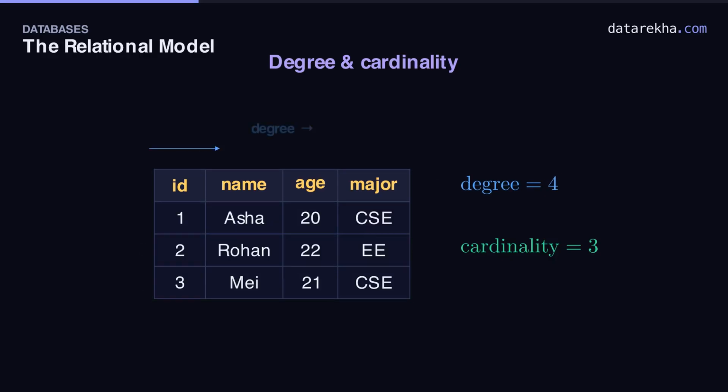Here is the way to never forget it. Degree counts columns. It goes across. Cardinality counts rows. It goes down. Columns for degree, rows for cardinality. Swapping those two is the single most common slip. So lock it in now.